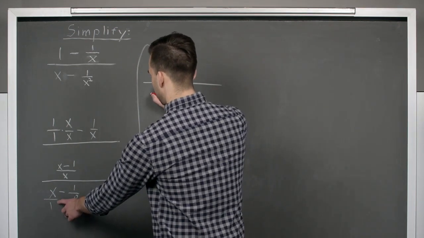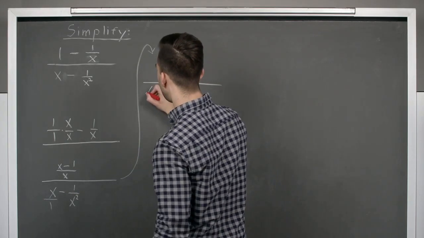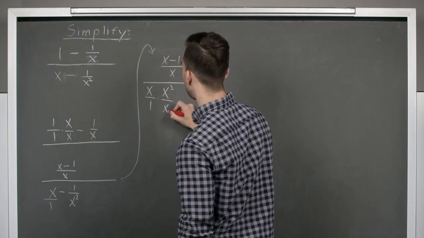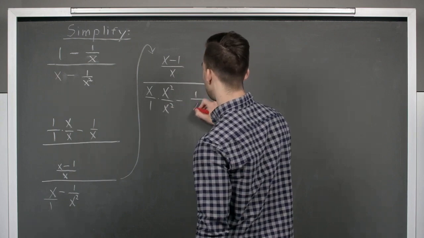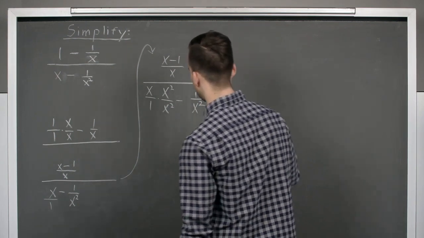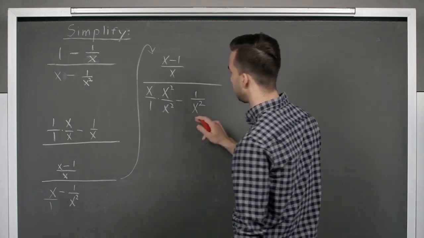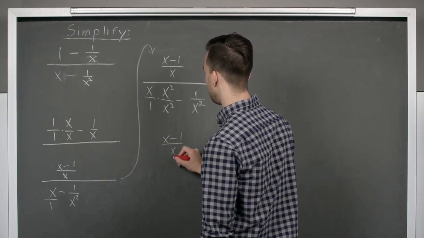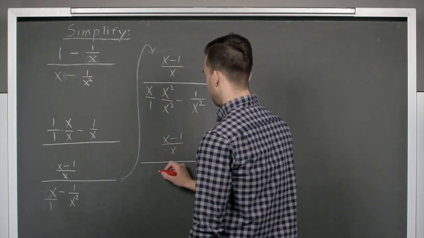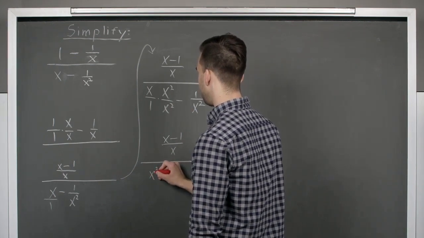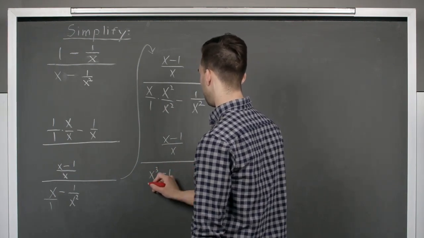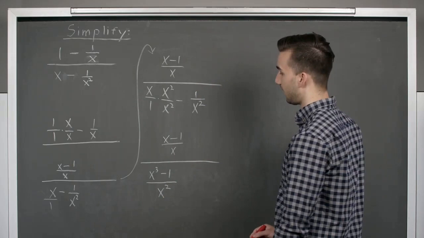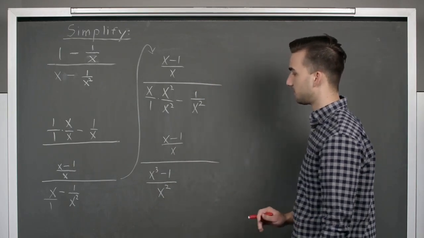So in order to get this into our least common denominator, we need to multiply it by x squared over x squared. And then our 1 over x squared already has the least common denominator, so we don't need to multiply it by anything. But now we can combine this into one fraction. So we have our top, x minus 1 over x, over x cubed minus 1 over x squared. So we have simplified the top and the bottom of the fraction bar as much as possible.